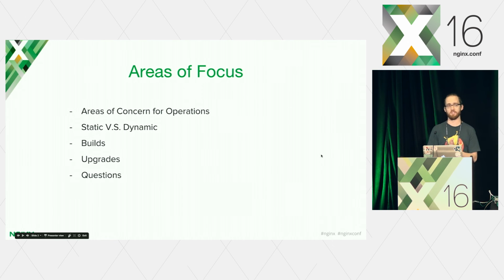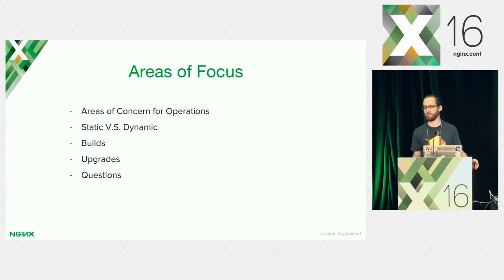So some of the areas of focus that we're going to be dealing with today. First of all, I'm going to go through some of the areas of concern that we see in operations at Distil Networks when we're doing deployments, and what we look for in terms of how we deal with customer traffic and what our application actually does. Then a quick overview of static versus dynamic modules for anyone in the room not familiar. Then going through our builds, how we used to do them with static modules, and how we do them now with dynamic. The same thing for upgrades, and then finally finishing up with any questions.